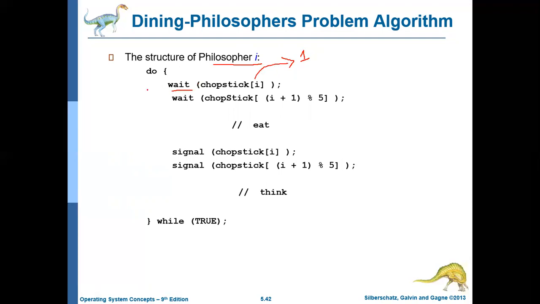If it is 1, then this philosopher will keep on waiting until that person releases it. That is, the other philosopher should release. If the other philosopher releases it, then this will become 0.